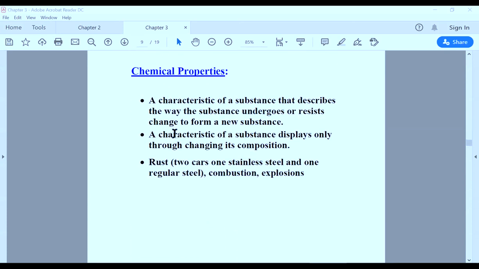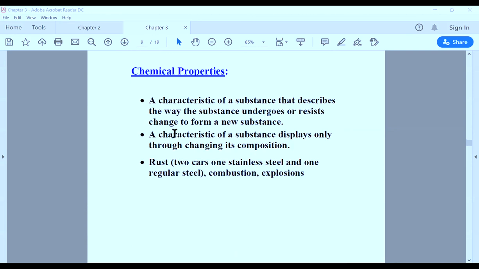Now, we also have chemical properties. And that's a characteristic that describes the way chemicals or substances undergo or resist change to form a new substance. An example of that would be if your car rusts, certain steels will rust.